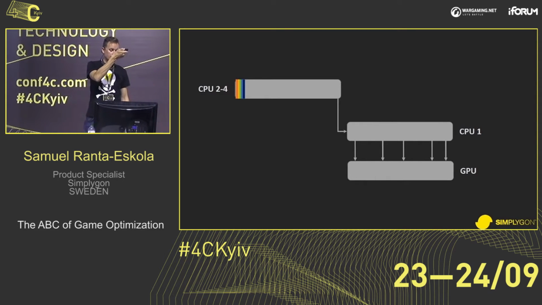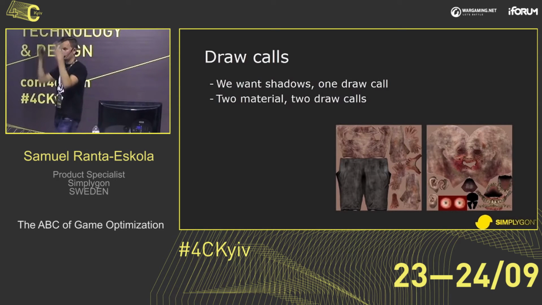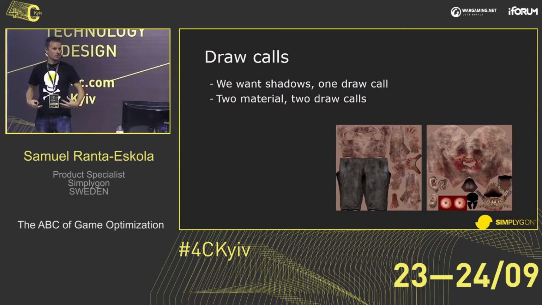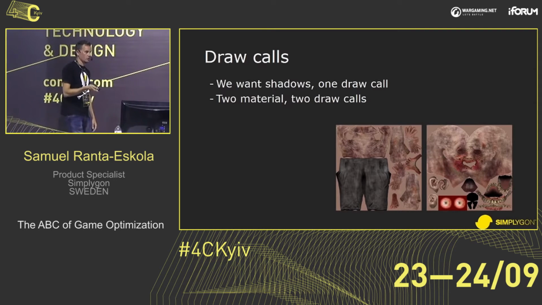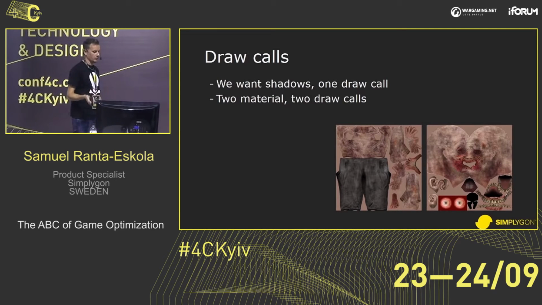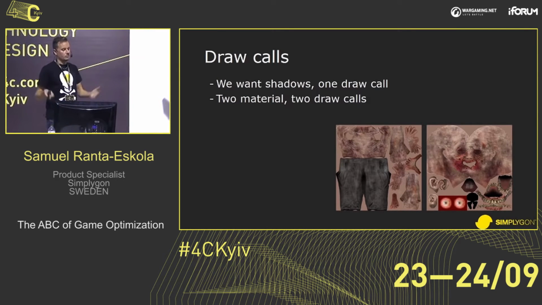And when this is done, this character has 2 materials. We have one for the face and one for the body. So this means that we will have to do 2 draw calls for the materials, and then we probably want shadows, so we'll add a 3rd draw call. And now we've got this object on the screen.